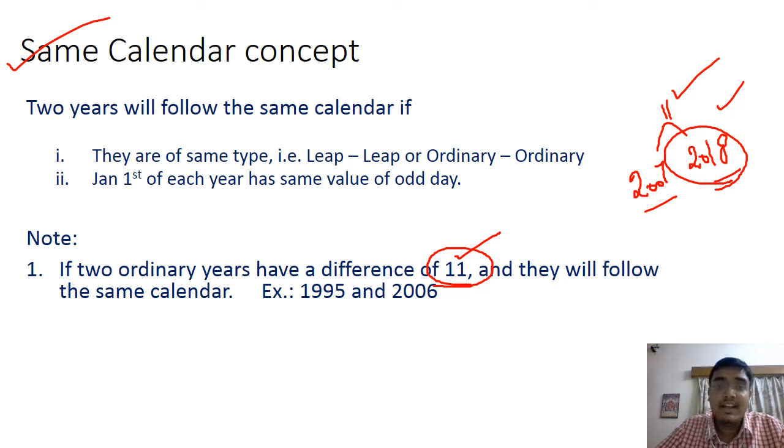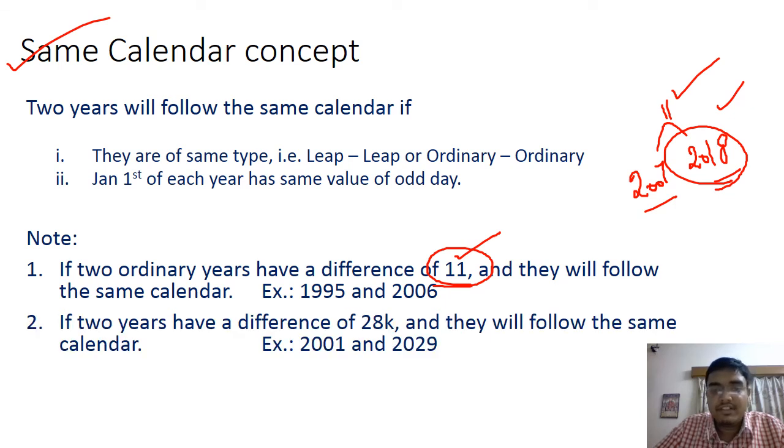I'm not saying that other years do not follow. I'm just saying that if the difference is 11, they will follow. There might be other years which also follow the same calendar, but this 11 years difference will surely follow. You don't have to check them.